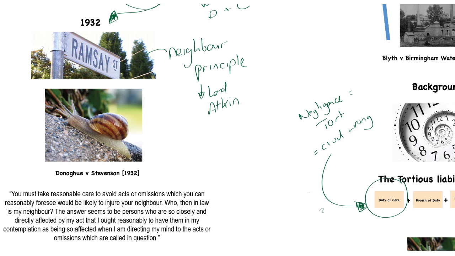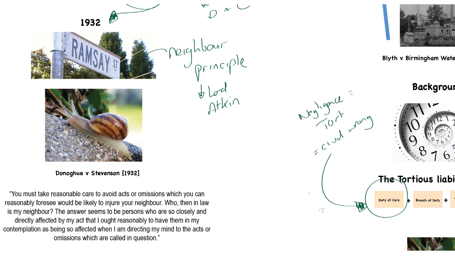And in Donoghue versus Stevenson, Mrs. Donoghue and a friend visit a cafe. It's in Glasgow. Mrs. Donoghue's friend buys her a bottle of beer. It's a bottle of ginger beer, actually. And the bottle is made of opaque glass, glass that you can't see through.